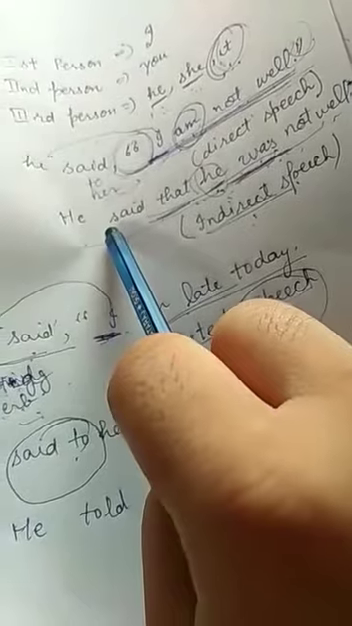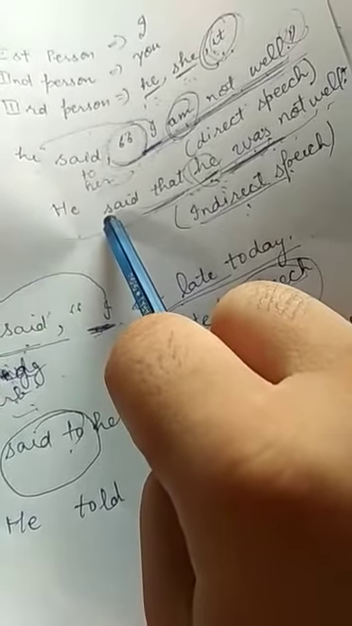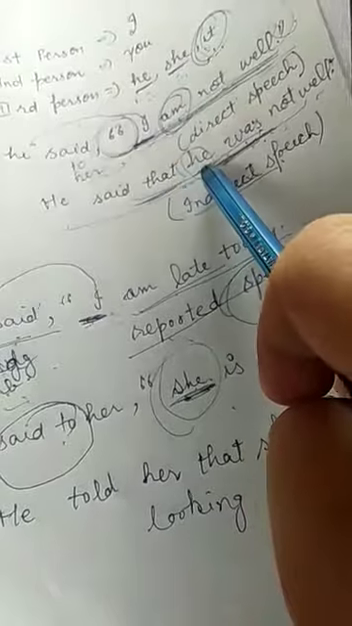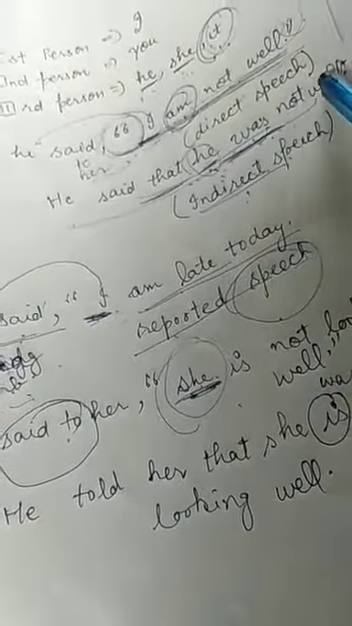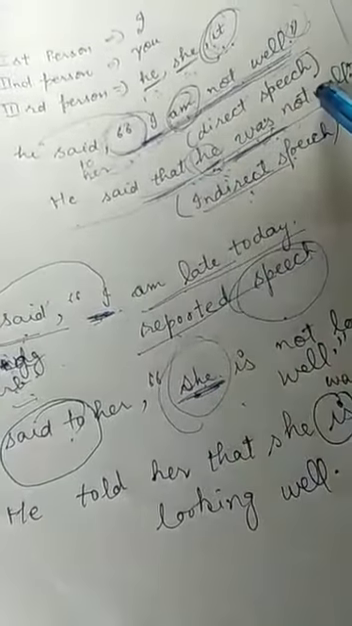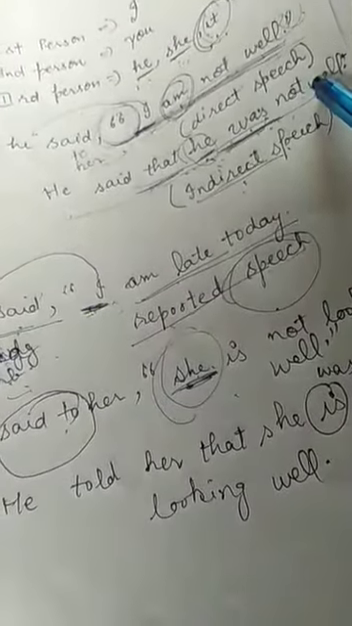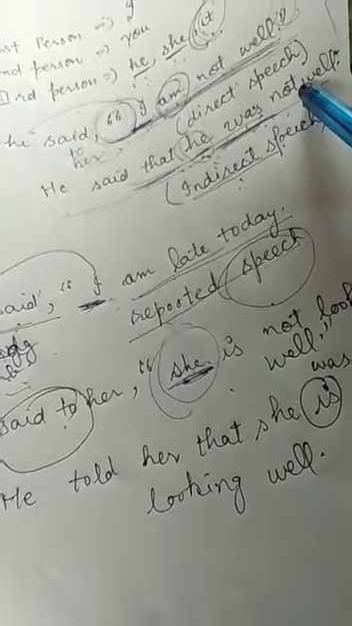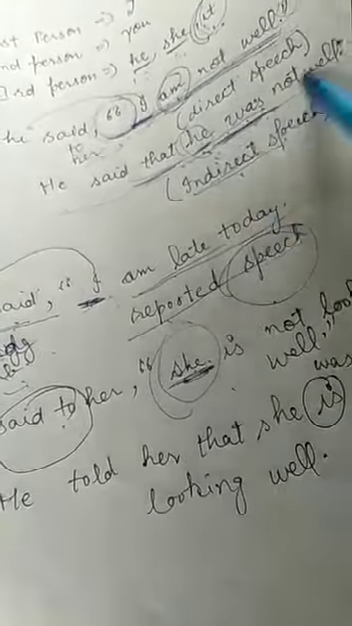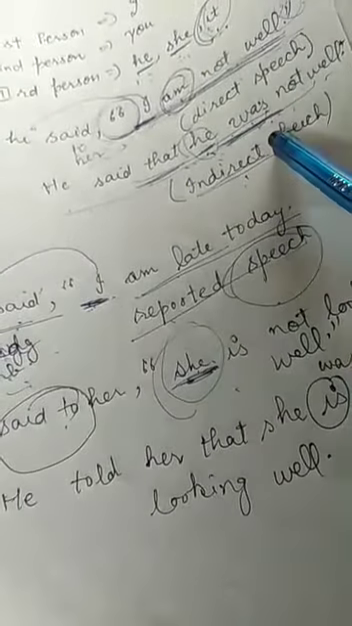He said, on the contrary, mark the change in the second sentence. He said that he was not well. I have not written the same sentence as spoken by the speaker in the past, but on the contrary, I have used my own words. So this kind of speech, this kind of sentence, is called indirect speech.